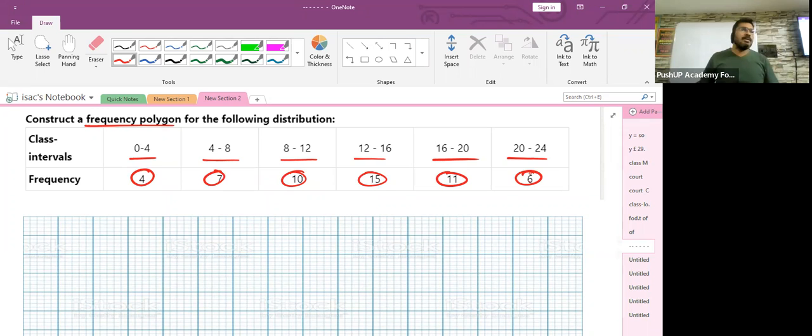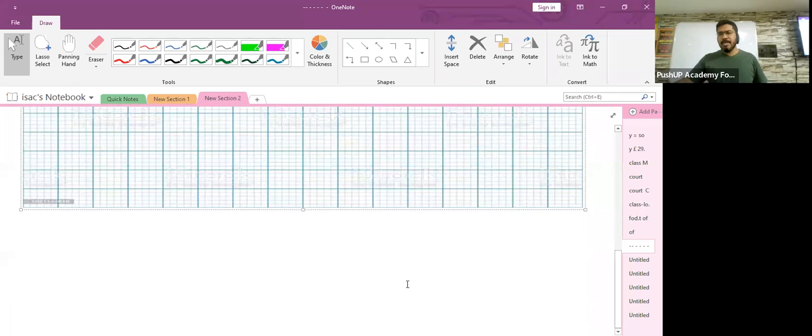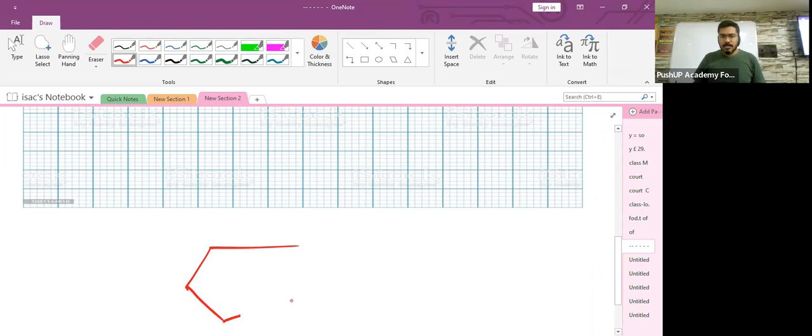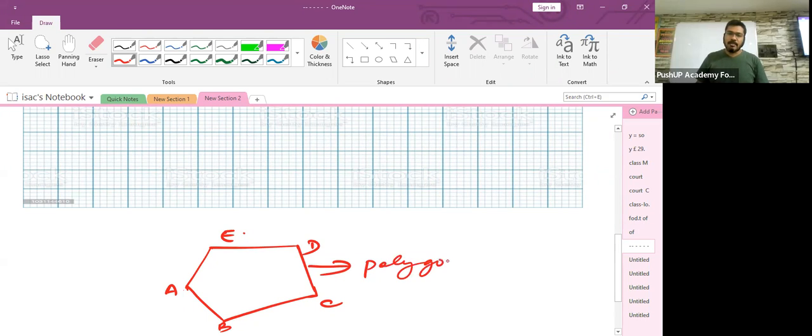A frequency polygon. So before I start with a frequency polygon, children, let me ask you, how does a polygon look like? You all know how a polygon looks like, because in class 9 itself we had learned what a polygon looks like, isn't it? Children, a polygon is a rectilinear figure which is closed from all the sides. Say for example, I am drawing a closed figure here, A, B, C, D, E. Can I call this shape a polygon? I can call the shape a polygon.